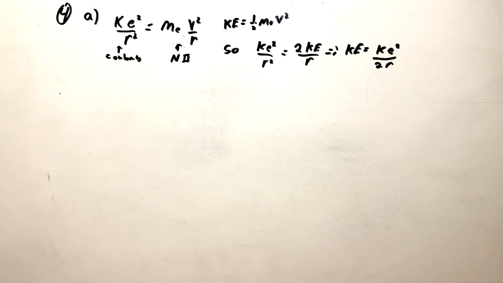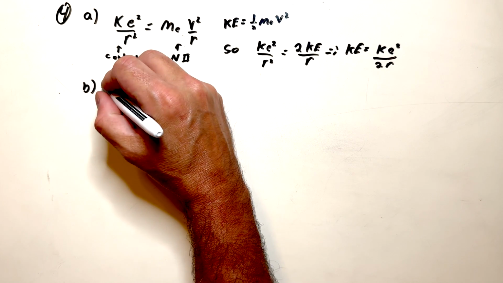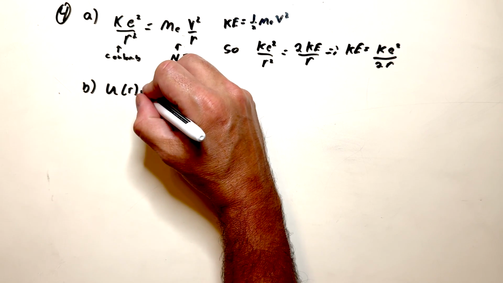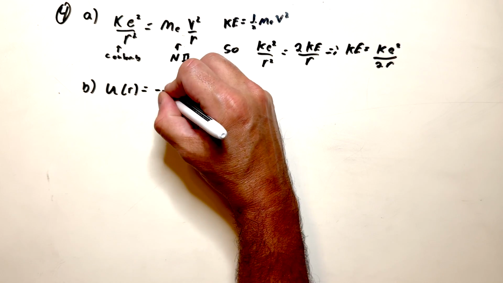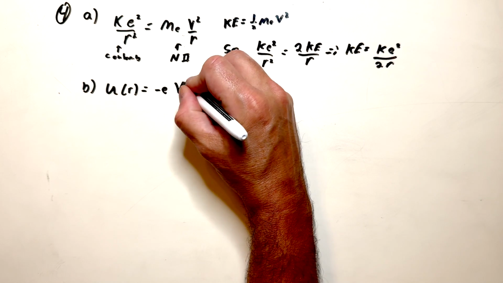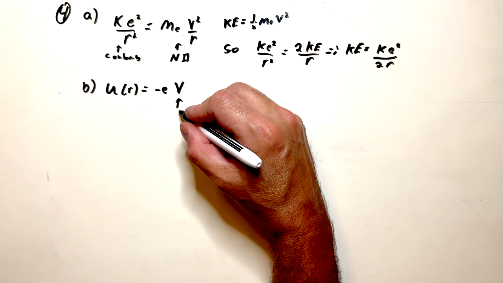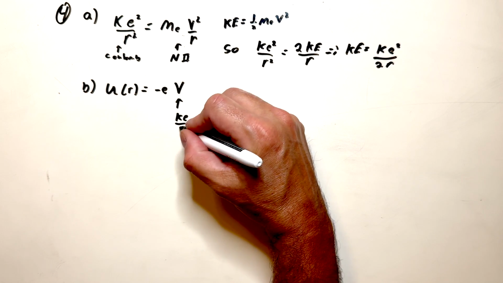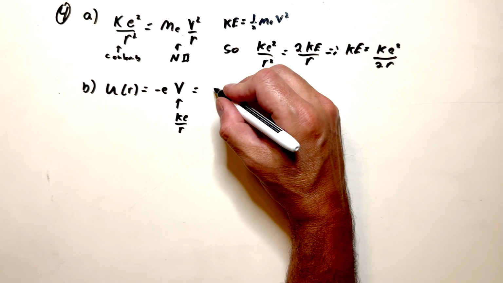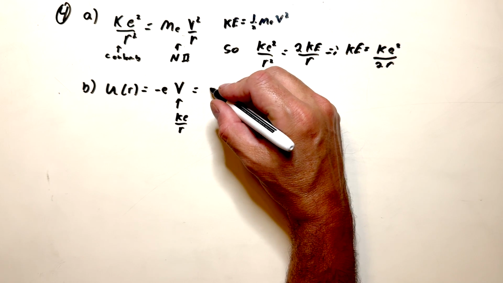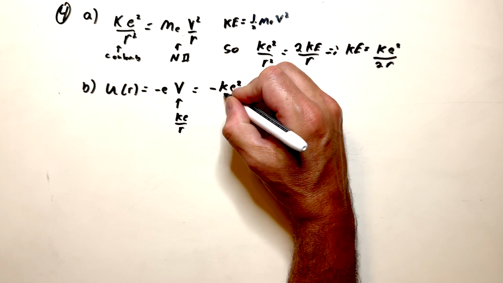All right, part B. What is the potential energy of the electron at distance r from the nucleus? Okay, so now we want the potential energy. So B, well, the potential energy as a function of r is just going to be equal to the charge, minus e, times the potential V. But what's the potential? Well, the potential is just ke over r. So if I substitute that in, I'll get minus k e squared over r.